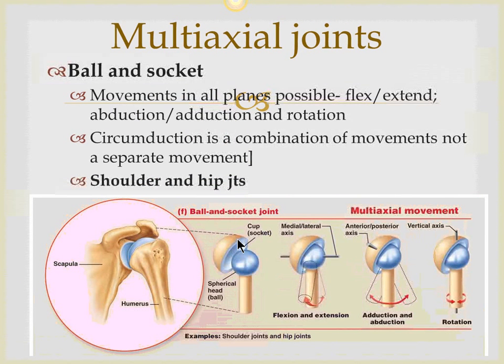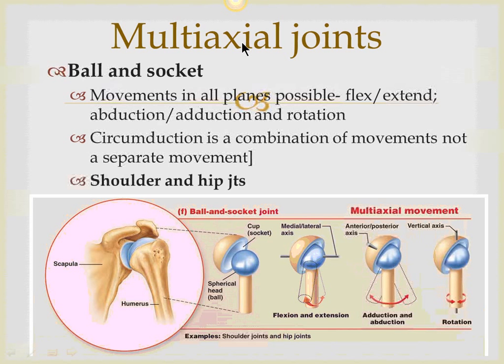Then lastly, we have multi-axial joints, where we have joints which can perform movements in all three axes. So if you look, they can do it in this transverse axis, which is flexion extension. They can do it in this anteroposterior axis, which is abduction adduction. And they can do it in this vertical axis, which is rotation. So remember, rotation occurs along a vertical axis. Abduction, adduction occur along an anteroposterior axis, and flexion extension occur along a transverse axis.